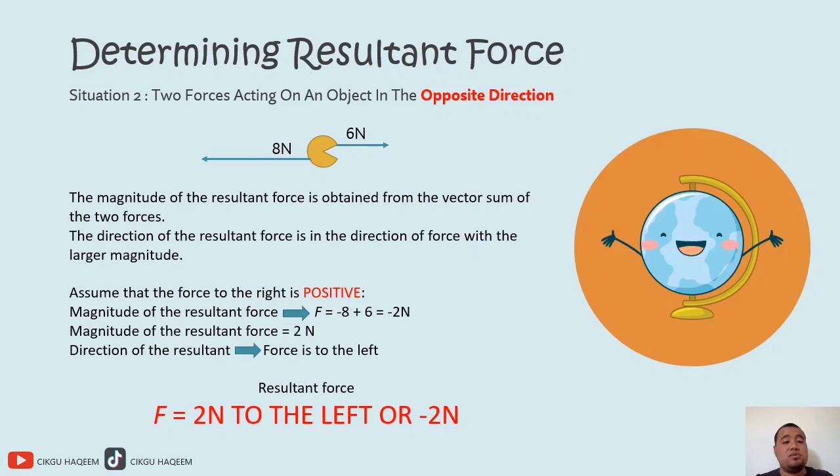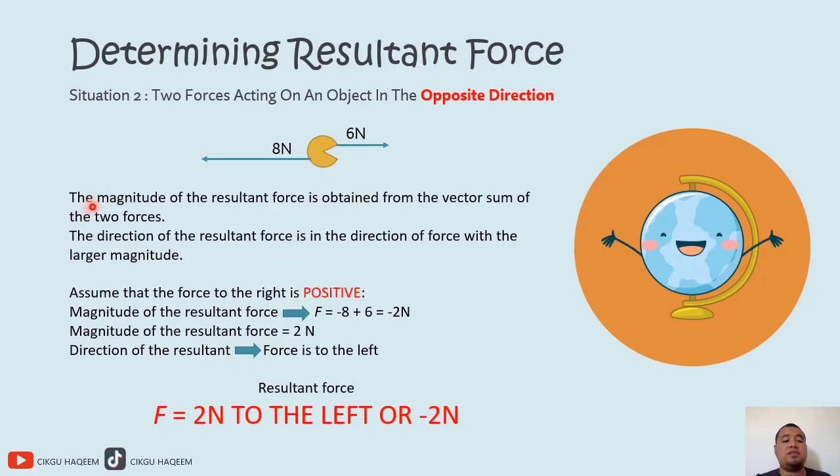For situation 2, we have two forces acting on an object in the opposite direction. This one is different from situation 1. In situation 1, both forces are moving in the same direction, but for situation 2, both forces are moving in different directions. So this one is moving to the right, this one is moving to the left. Okay, so both forces have different magnitude. How is the resultant force exerted? Which direction will the ball go?